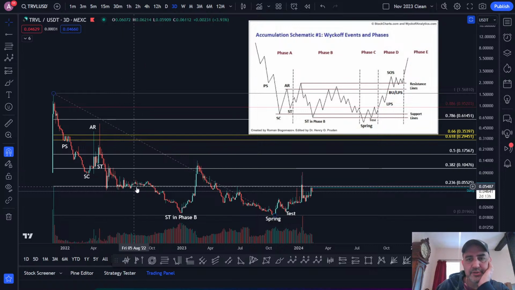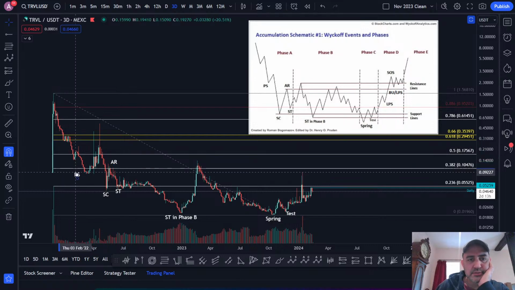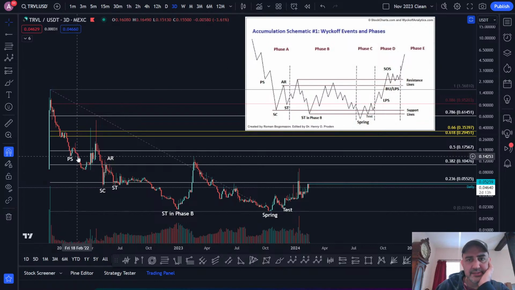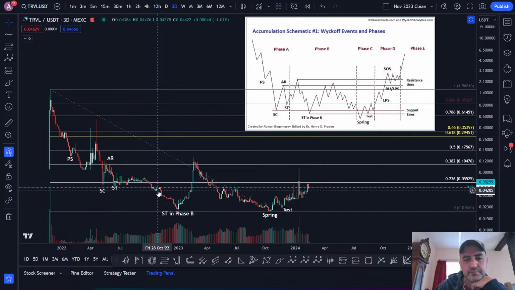This was just really bearish. And then that was your PS. It's like a PS there. Could that... oh, that could be better. But so you have your PS, SC, AR, ST, bearish. ST in phase B up to the AR, that makes sense. Look, down to the spring and test.